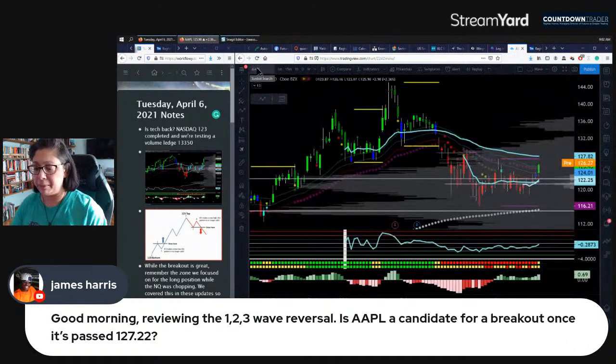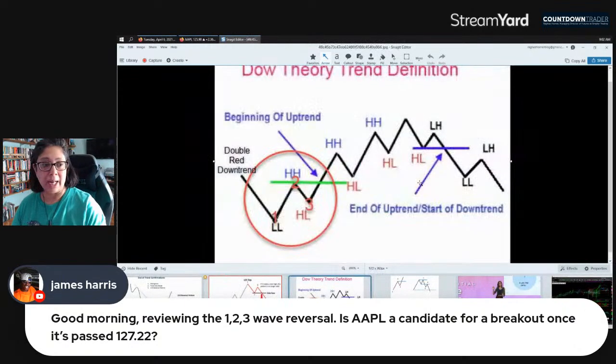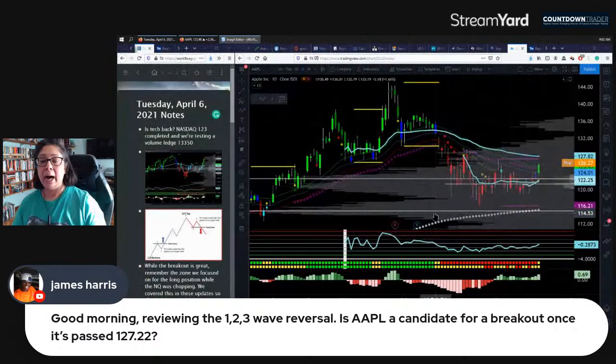Now, for those of you that are not familiar with 1-2-3, this is a very old pattern. It's a Charles Dow pattern. And here, let me show you what it actually is. So that's really what it is. And it's the way in which we transition into an uptrend. I like them best as trend reversals, but they can also be cues to trend transitions.